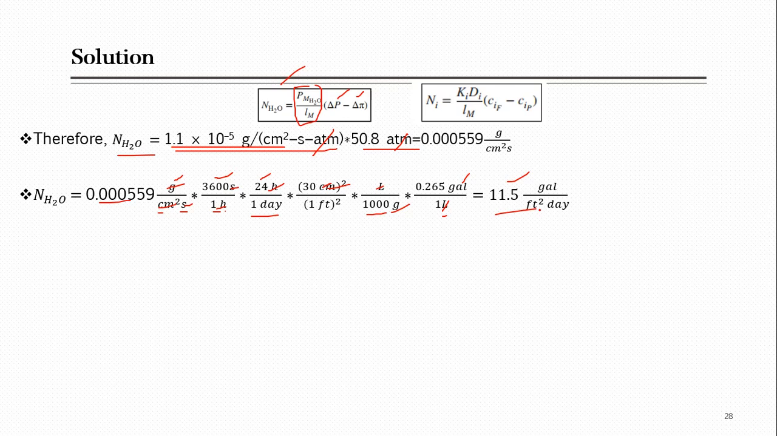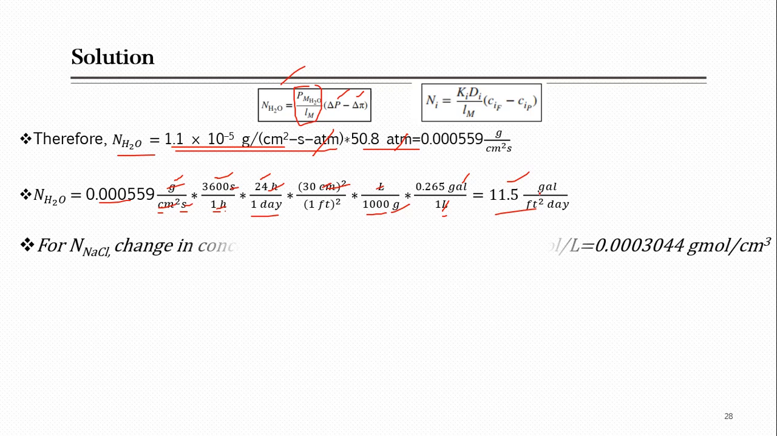Up to here hopefully you are clear. This is straightforward, it just involves a lot of calculation of unit conversion. So next is actually salt flux. Salt flux can be calculated by using this formula.